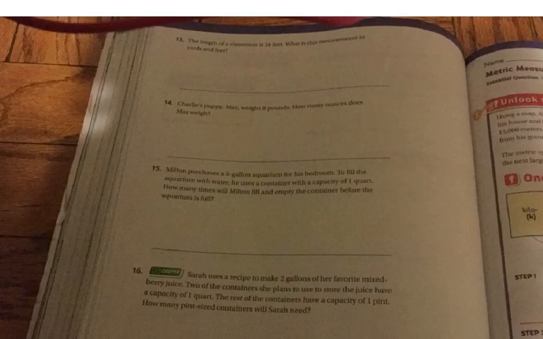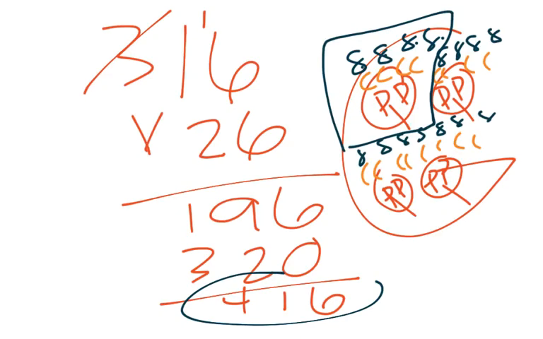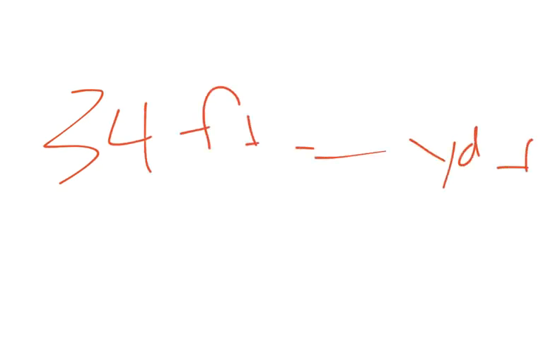Okay, so let's look at this. I'm going to make it bigger so you can see it. The length of a classroom is 34 feet. What is the measurement in yards and feet? So 34 feet to yards and feet, which tells me there's probably going to be a remainder. So 34 feet to yards, and then I'm going to have it left over for feet. So feet to yards first.